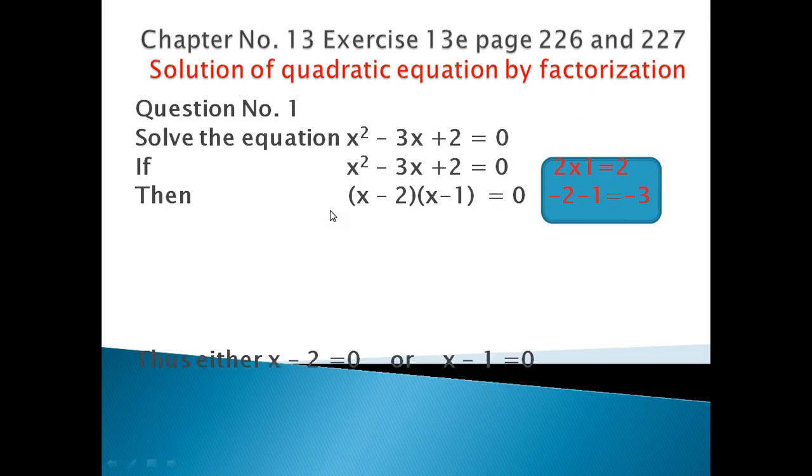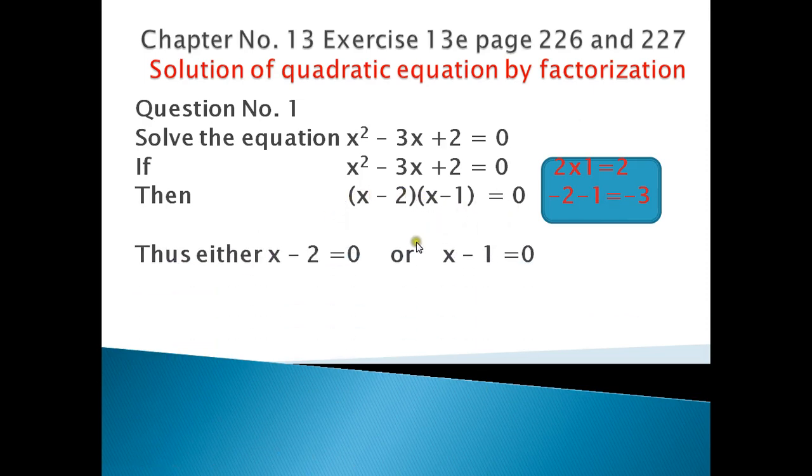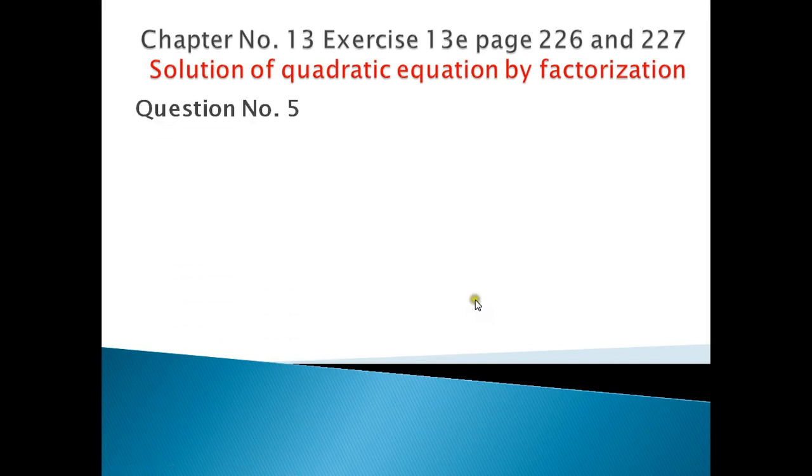So now x minus 2 equals 0 and x minus 1 equals 0. So next, the 2 comes from the other side of the equation, and it will become positive. So x will become positive, x equals 1. So the answer is x equals 1 or 2. I hope you got the points.